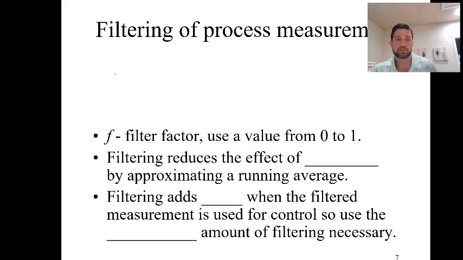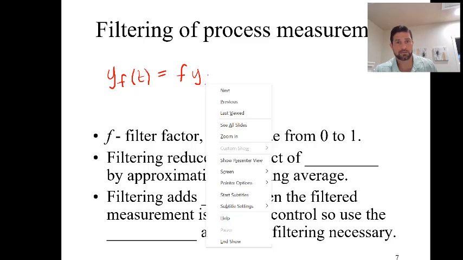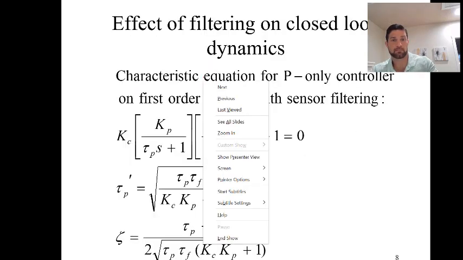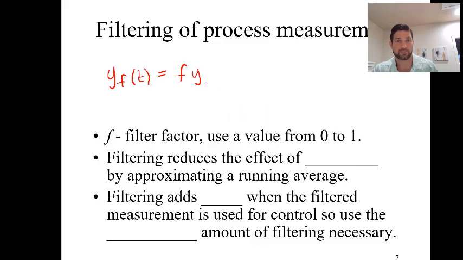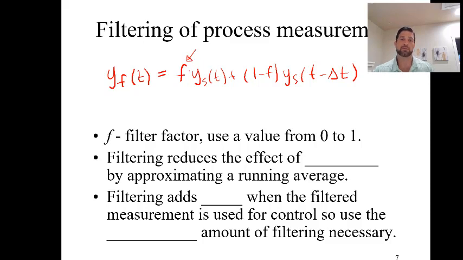Okay, so the way that we filter a process measurement is, we have a value, yf of t. This is the filtered value coming out of the sensor. The filtered value coming out of the sensor is going to be equal to f times ys of t plus 1 minus f times ys of t minus delta t. Okay, so this is how we want the filter to work, and how things are going to be implemented in practice.